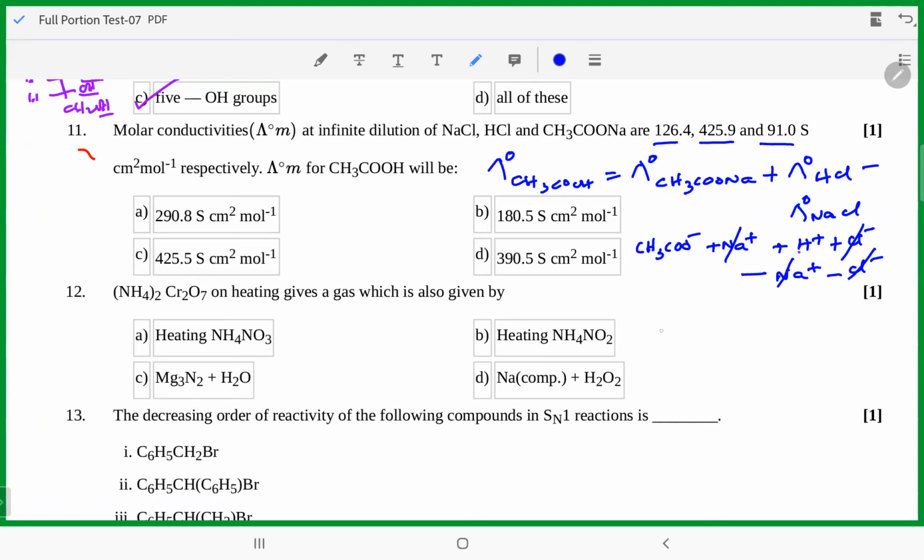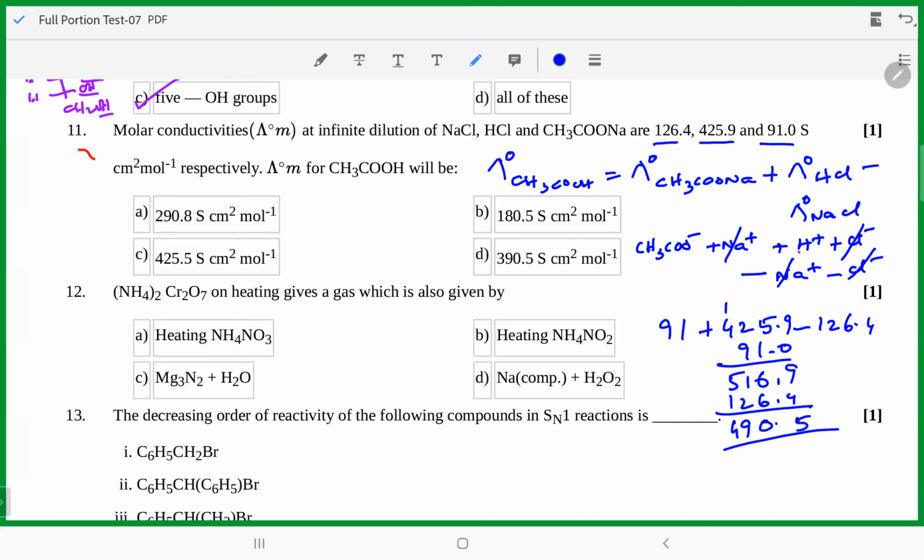So what is CH3COONa? It's 91, plus what is HCl? 425. What is NaCl? It becomes minus 126.4. So you add 91 to this and subtract 126.4, it becomes 390. So this will be the answer. Okay.